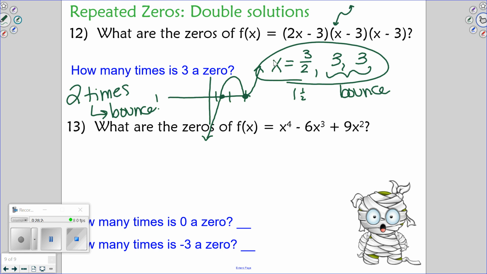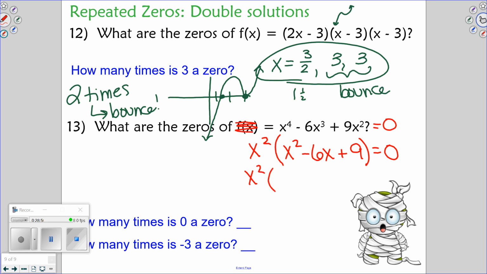What are the zeros of f of x equals x to the 4th minus 6x cubed plus 9x squared? Is that one already factored for you? No. So what do you have to do with that one? Factor it. Set that equal to 0. Good. X squared is your GCF. So x squared times x squared minus 6x plus 9. Can you factor that further?